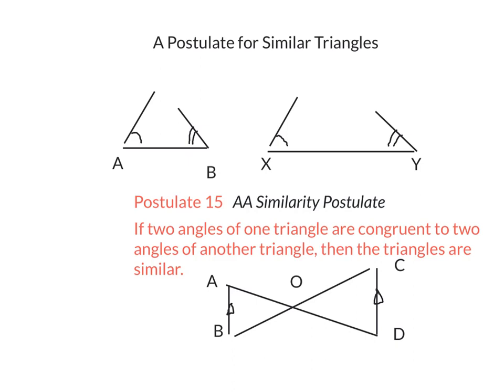I also have angle AOB and COD are congruent because they're vertical angles. So therefore, I have two angles of triangle AOB congruent to two angles of triangle DOC. So therefore, I can say by postulate 15 that these two triangles are indeed similar. So this is simply one example of how I can use postulate 15, the angle-angle similarity postulate. There are going to be others we're going to find in the book as we continue on our studies.